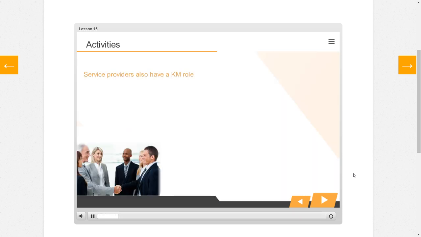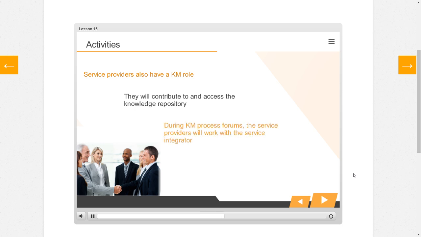Finally, the service providers will also have a role to play in the end-to-end knowledge management process. They will contribute information to the knowledge repository and might also access it, for example, to get information to help them to resolve an incident. During the knowledge management process forums, the service provider knowledge management process owners will work with the service integrator process owner to improve the process. Is there an effective knowledge management process in your organization?